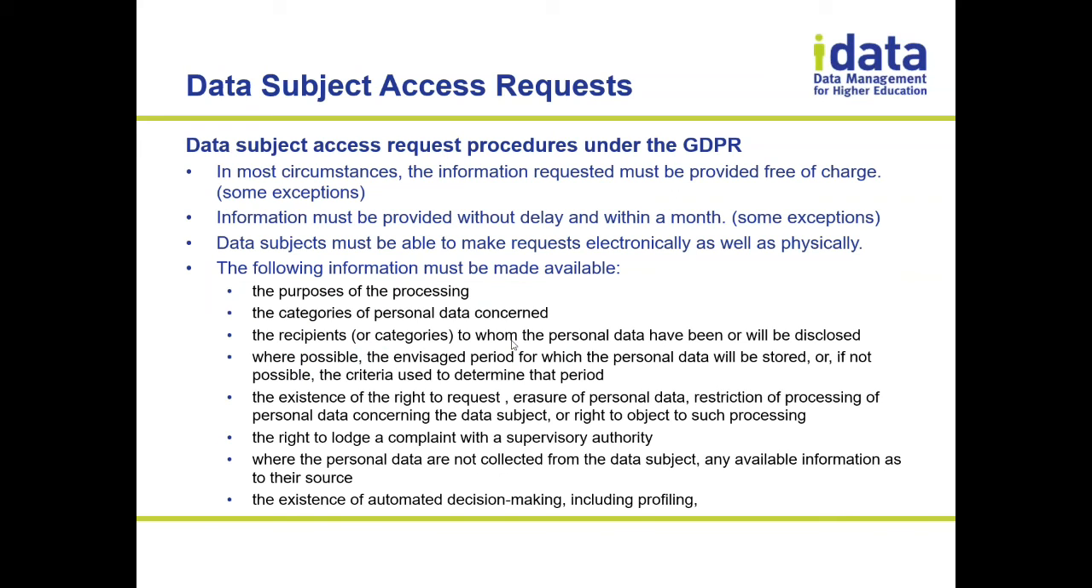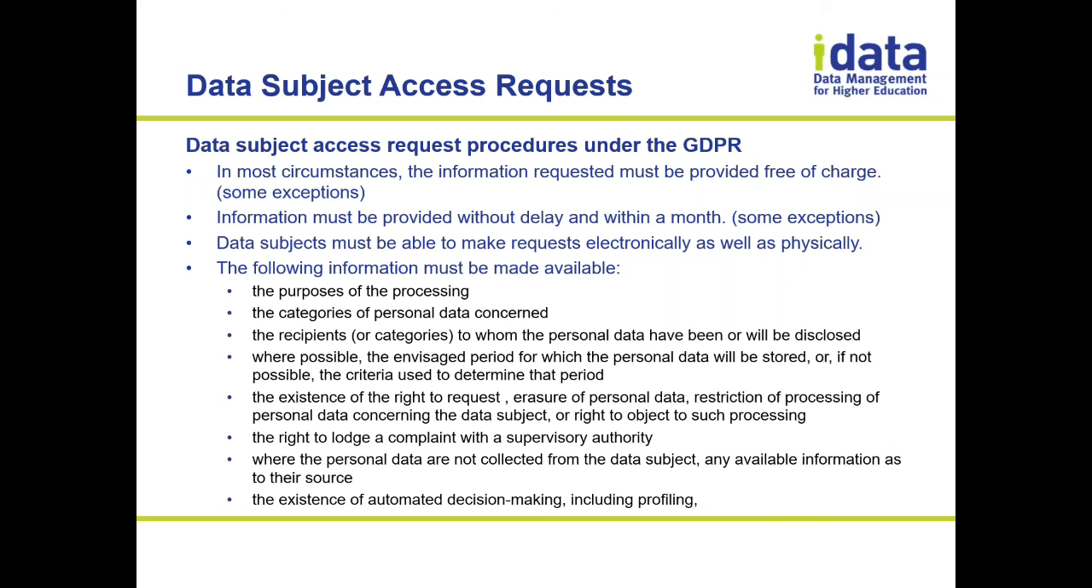So let's talk about that. The data subject access requests process is that in most circumstances it should be provided free of charge. There are some exceptions where you can charge some administrative fee if it has undue burden. It needs to be provided without delay and within a month. There are some exceptions that can be extended up to 3 months. The data subjects must be able to make requests electronically as well as physically, and then the following information must be available: the purpose of processing, why you have the data, the categories of their personal data that you have, who are the recipients or categories of recipients to whom the personal data has been or will be disclosed, and where possible, the envisaged period for which the personal data will be stored. If not possible, the criteria for that. So how long you're going to keep it, and what's the criteria for getting rid of it.